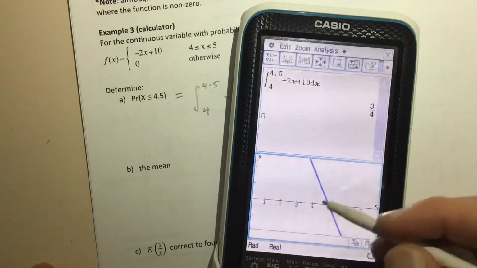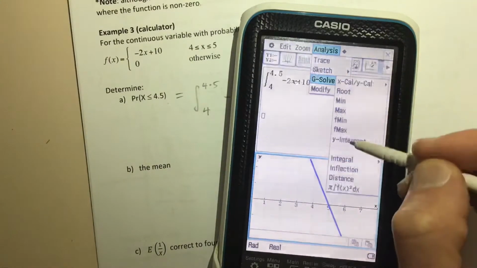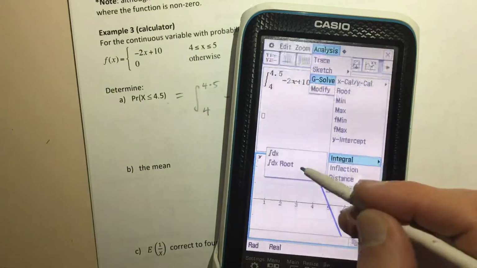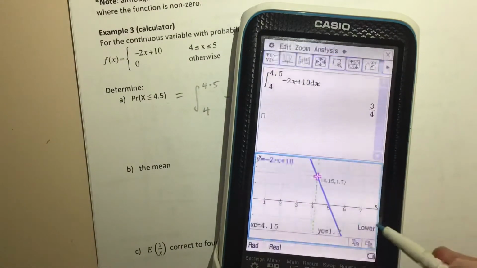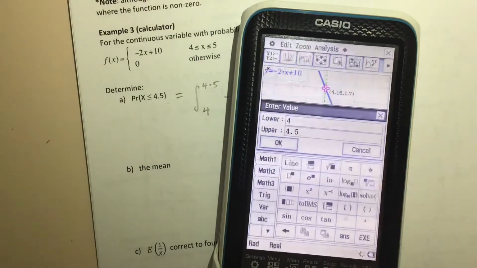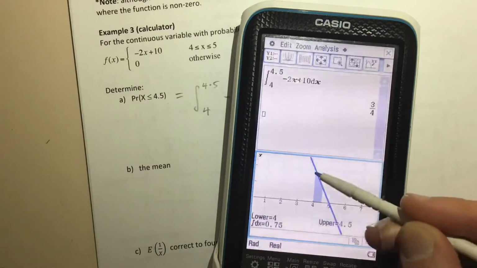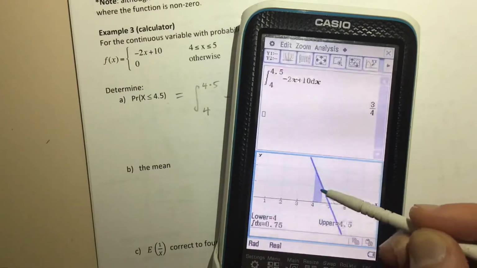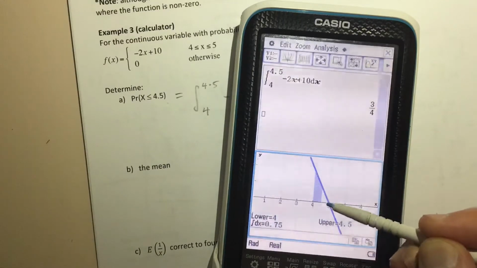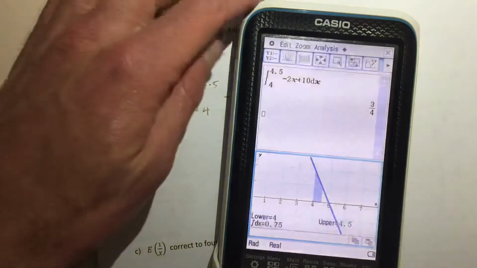The area that we just found, I'm going to sketch that. Analysis, G-solve, and then integral with respect to x. The lower limit was 4, so if you are trying this on your CAS, all you have to do at that point is push a number and this screen comes up. Upper limit was 4.5. And so that was the area that we just found. Considering that full triangle where the area was 1, it makes sense that this area is bigger than the small sliver of triangle that's left there. So 0.75 makes sense when we visualize it as well.